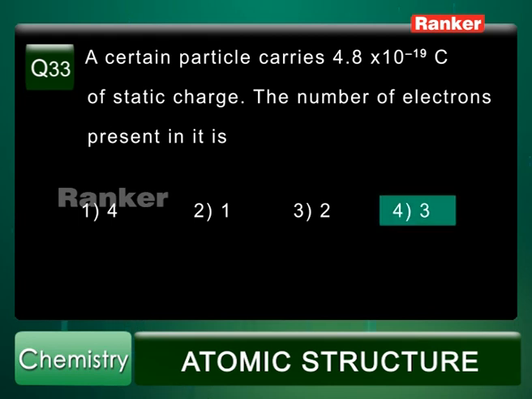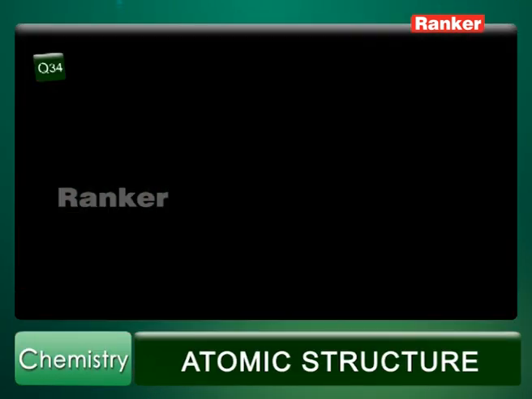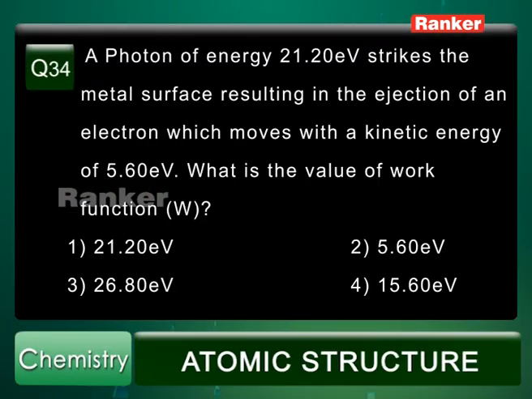Now let's move on to question number 34. This question relates to the photoelectric effect. A photon of energy 21.2 electron volts strikes a metal surface, resulting in the ejection of an electron which moves with a kinetic energy of 5.6 electron volts. What is the value of work function?